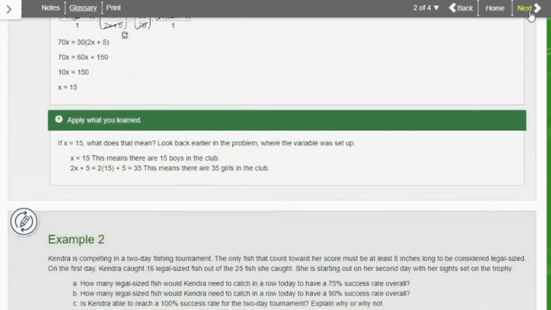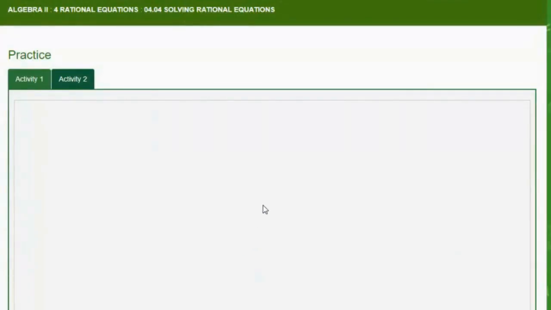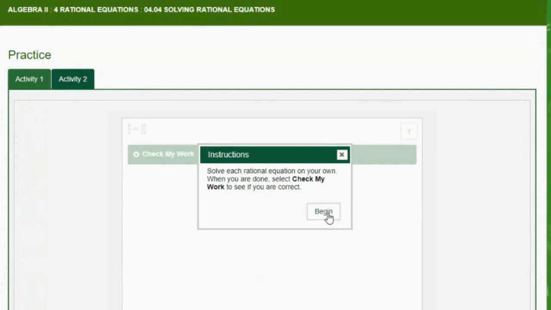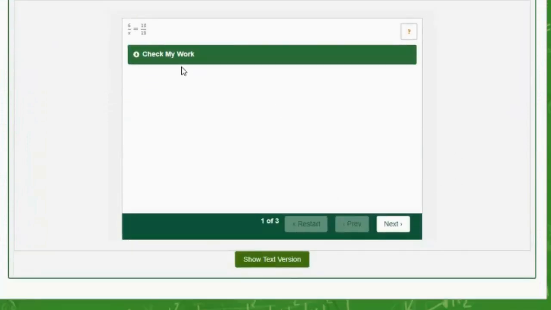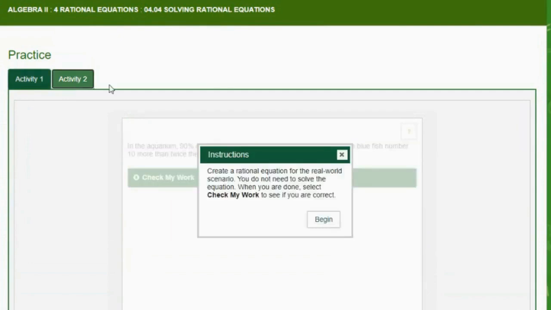All right. There's practice problems. There's another example you can go through. So you can try that yourself on paper and then check their example to see if you did the same. All right. I want you to solve 6 over x equals 10 over 15. And then you can check your answer. 3 problems there. 1 over 2x minus 1 equals 3/9. Check your answer.